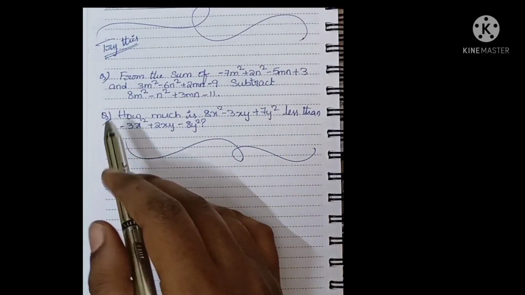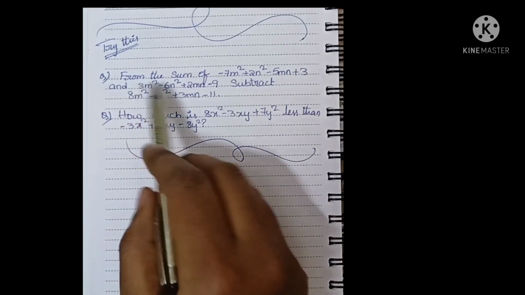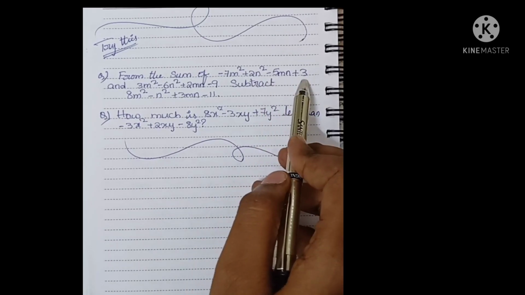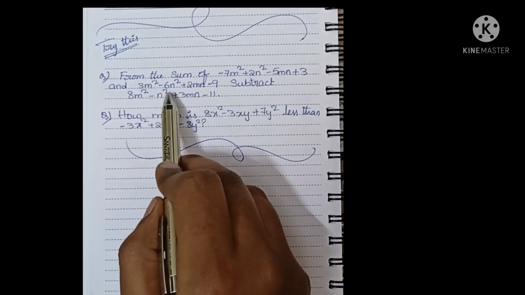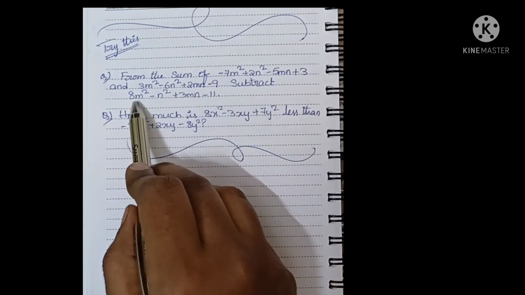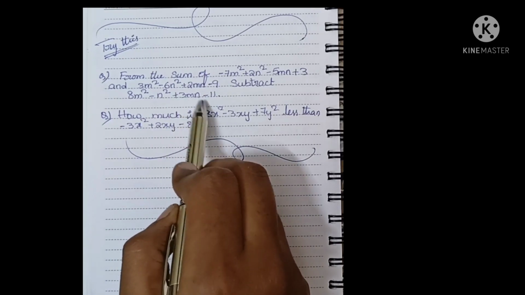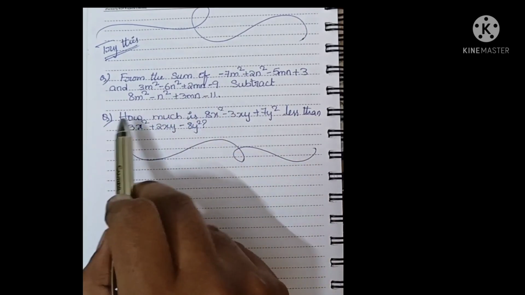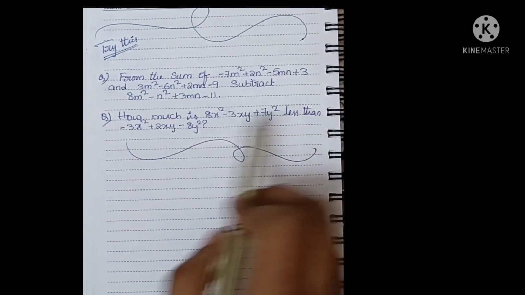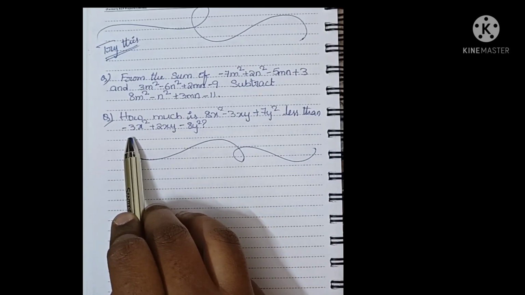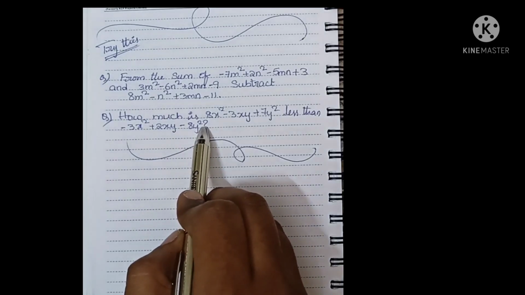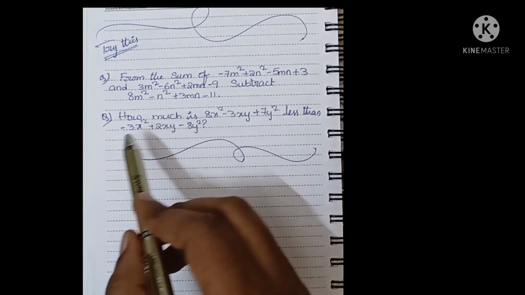Just like a practice session, try these following two questions. From the sum of minus 7m square plus 2n square minus 5mn plus 3 and 3m square minus 6n square plus 2mn minus 9, subtract 8m square minus n square plus 3mn minus 11. Next one is how much is 8x square minus 3xy plus 7y square less than minus 3x square plus 2xy minus 8y square. So just practice these two questions to have clarity.